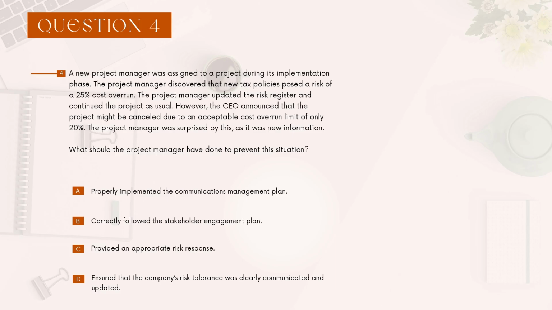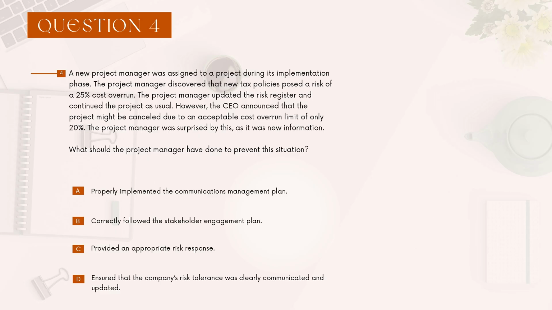Question number 4. A new PM was assigned to a project during its implementation phase. The PM discovered that new tax policies posed a risk of 25% cost overrun. The PM updated the risk register and continued the project as usual. However, the CEO announced that the project might be canceled due to an acceptable cost overrun limit of only 20%. The PM was surprised by this as it was new information. Okay, so this question is trying to confuse you with the numbers and with all of the different things that are going on.